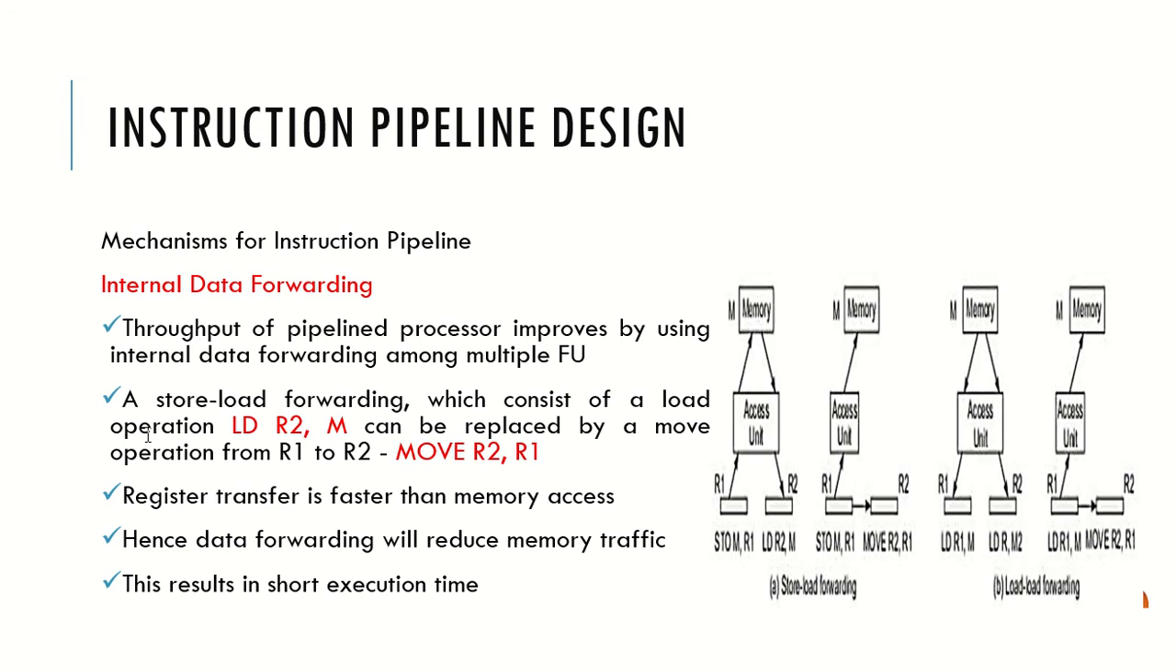Similarly, in the case of internal data forwarding, you could find that register transfers were faster than memory access. So all these had led to internal data forwarding, where you are supposed to reduce the memory traffic. You will find the same data being used, and you will make it used inside your system. So that is internal data forwarding, and this will obviously help in reducing the execution time, because you don't have to load it from the memory, so you can save that time.